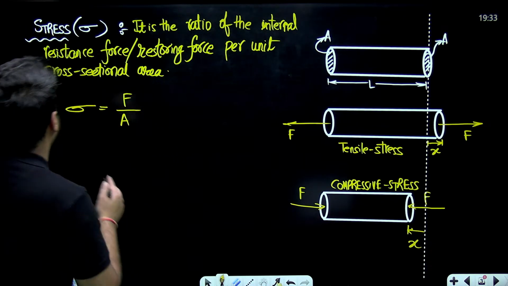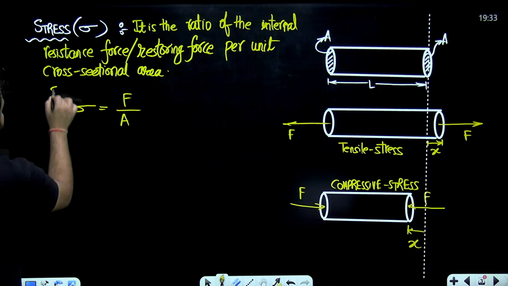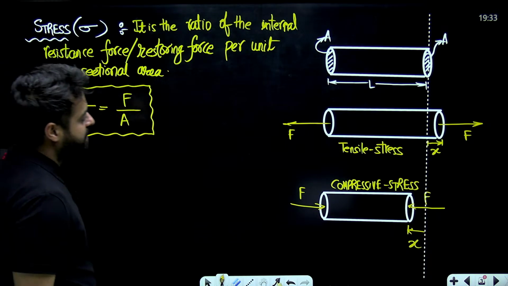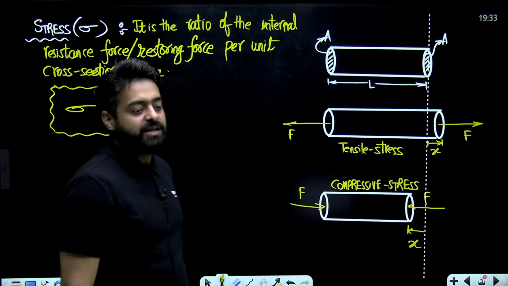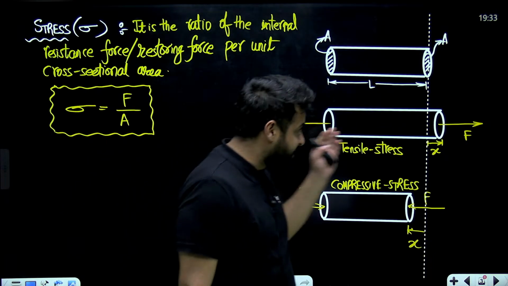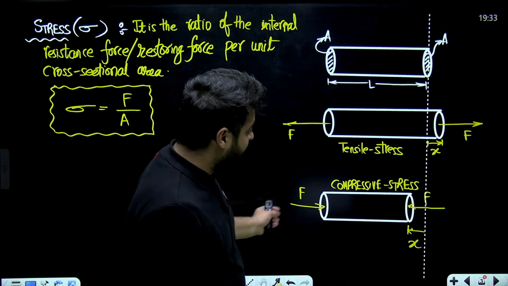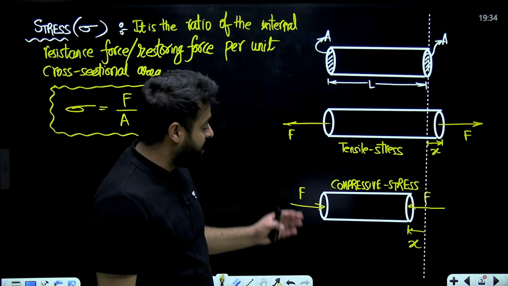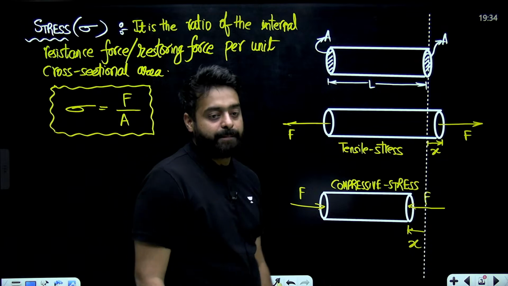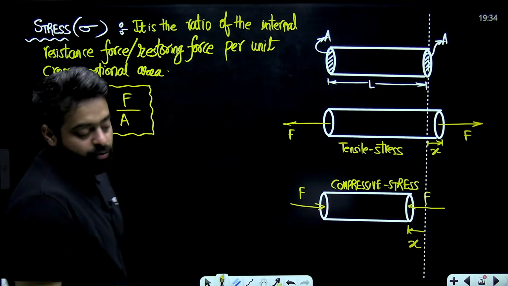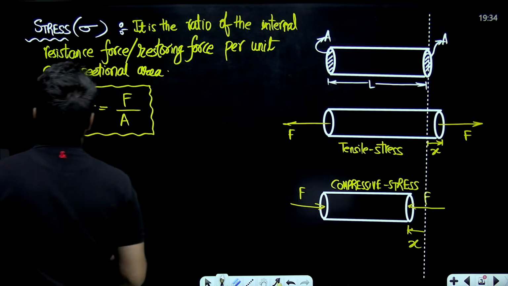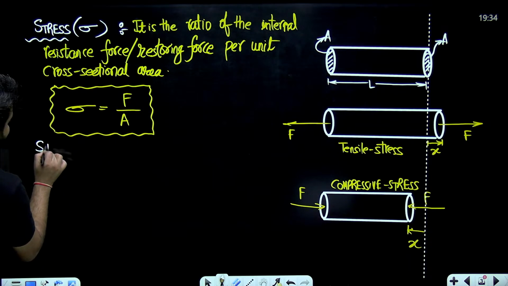So stress is divided into two parts. One is compressive stress, one is tensile stress. This is the tensile stress condition, in which the force applied on the body will increase the length of the body. This is called compressive stress, in which the length of the body will get decreased. You are trying to compress the body. So whenever you study stress, you need to study strain also at the same point.